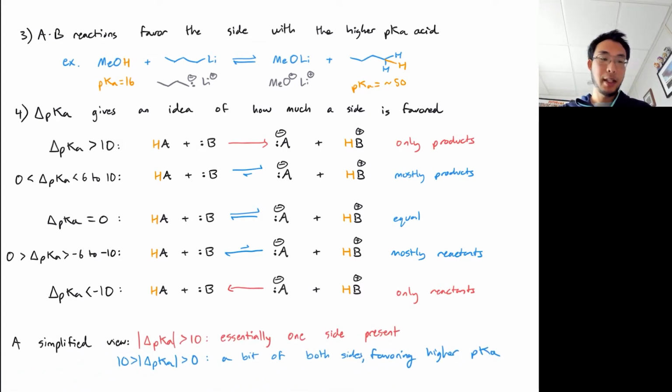And so that's here. Essentially, if the absolute value of the delta pKa is greater than 10, then only one side of our acid-base reaction can be thought of as being present. The other side is essentially negligible. If that difference in pKa is between 0 and 10, then it's safe to think that we have a bit of both sides and that the side with the higher pKa is favored.